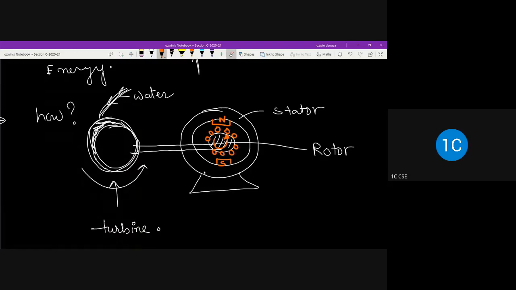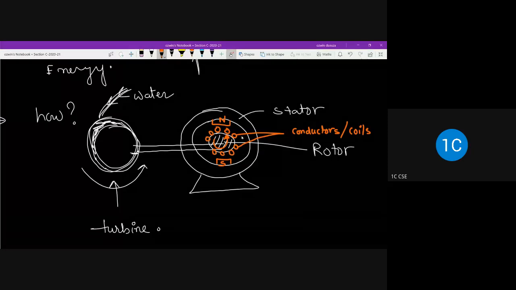So basically what is happening is that when the rotor is in motion, it has conductors or coils, one and the same. Now the conductors are rotating in a stationary magnetic field, due to which what happens? Can anyone tell me? You have studied about it. Electric flux, magnetic flux. Yeah.